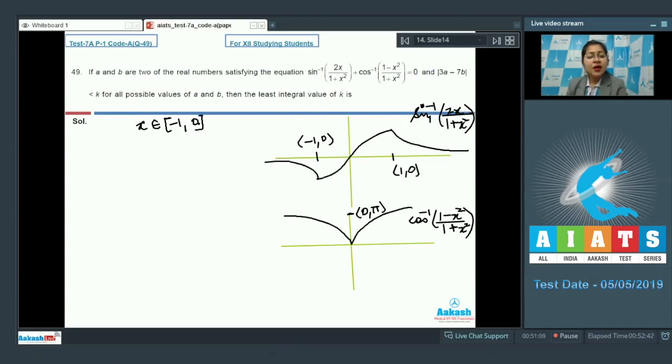Now a and b take the values in this interval, which means that mod of 3a minus 7b, its least value is 0 and its maximum value will be 7. So it will belong from 0 to 7. Now in the question it has been given that it is less than k, and we have to find the least integral value of k, so that will be definitely 8. So the answer of this question is 8.